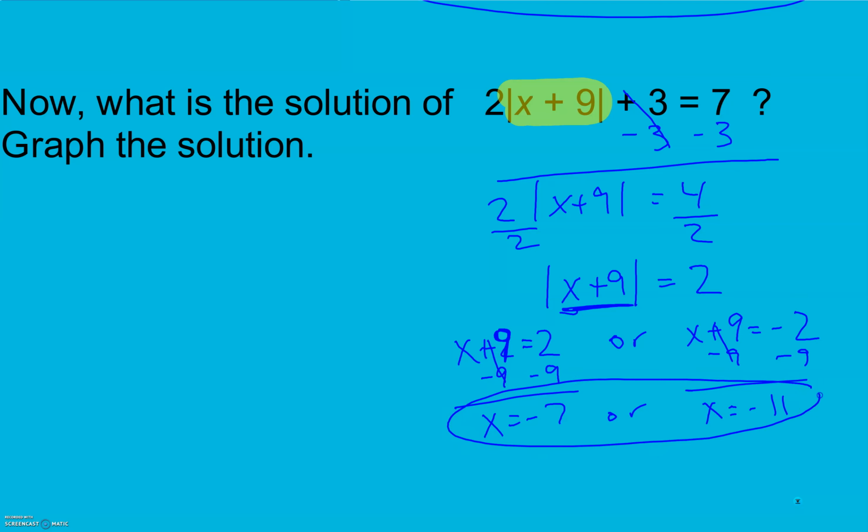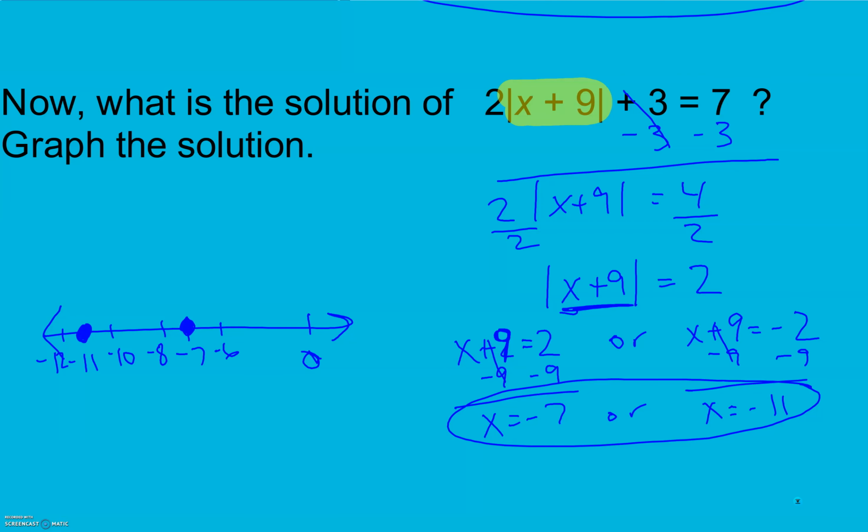And I could have had -7 or -11 in order to make that equation true. And those are the only two options. As far as the graph goes, one number on each side. I put a point and fill it in at -11, and a point at -7 and fill it in.